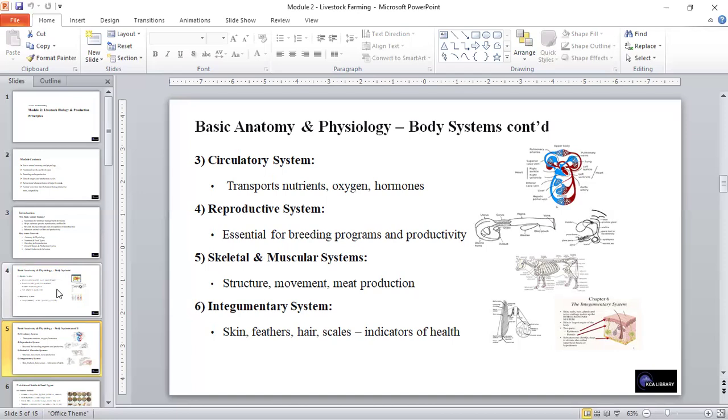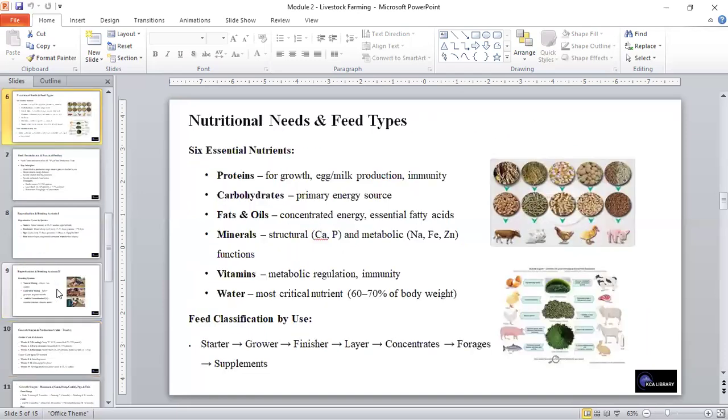Also, there is the skeletal and muscular system. This deals with the structure, the movement, and production of animals, how muscular they are, and how they get their support. And lastly, there's the integumentary system. This deals with the skin of the animal. For poultry, we talk about the feathers, the hairs, and also scales for fish, and it helps to tell how healthy the animal is.